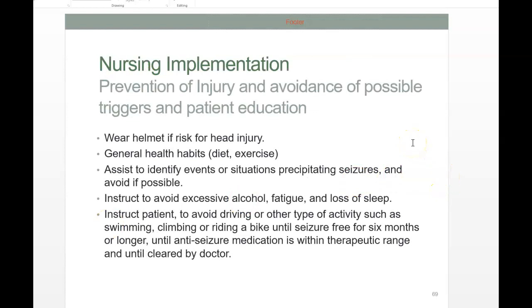Nursing implementation: prevention of injury, avoidance of possible triggers, and patient education. If someone is very frequently having seizures, you would encourage them to wear a helmet, especially if there's a risk for head injury. You want to encourage good health and dietary habits. You want to assist to identify events or situations precipitating seizures and avoid them if possible. You want to instruct to avoid excessive alcohol, fatigue, and loss of sleep. You want to instruct the patient to avoid driving or other activities such as swimming, climbing, or riding a bike until seizure-free for at least 6 months or longer, until anti-seizure medication is within therapeutic range, and until cleared by a doctor.